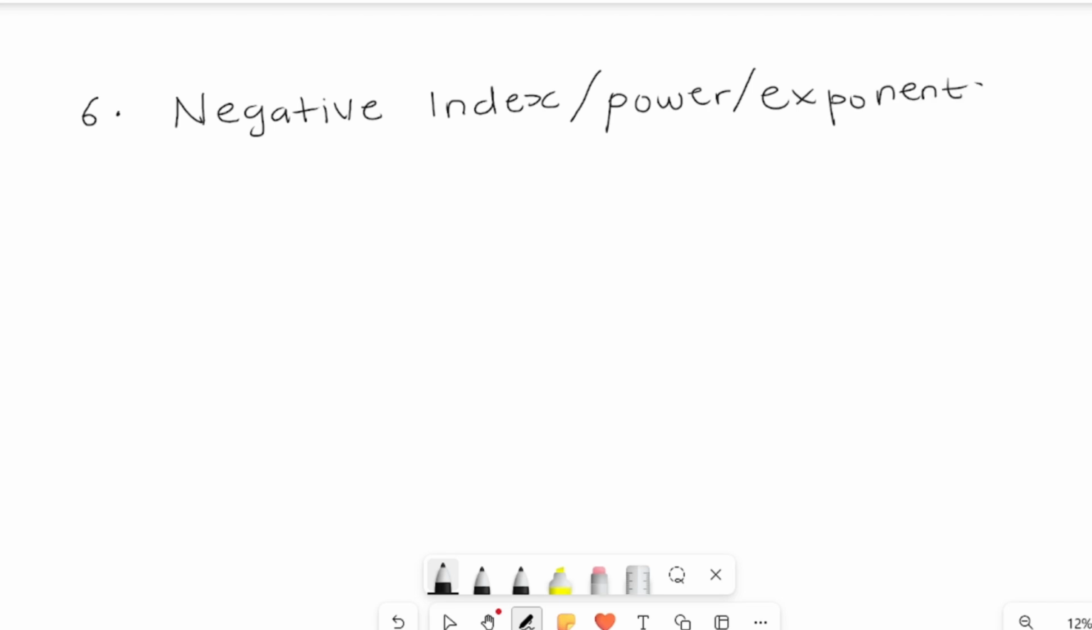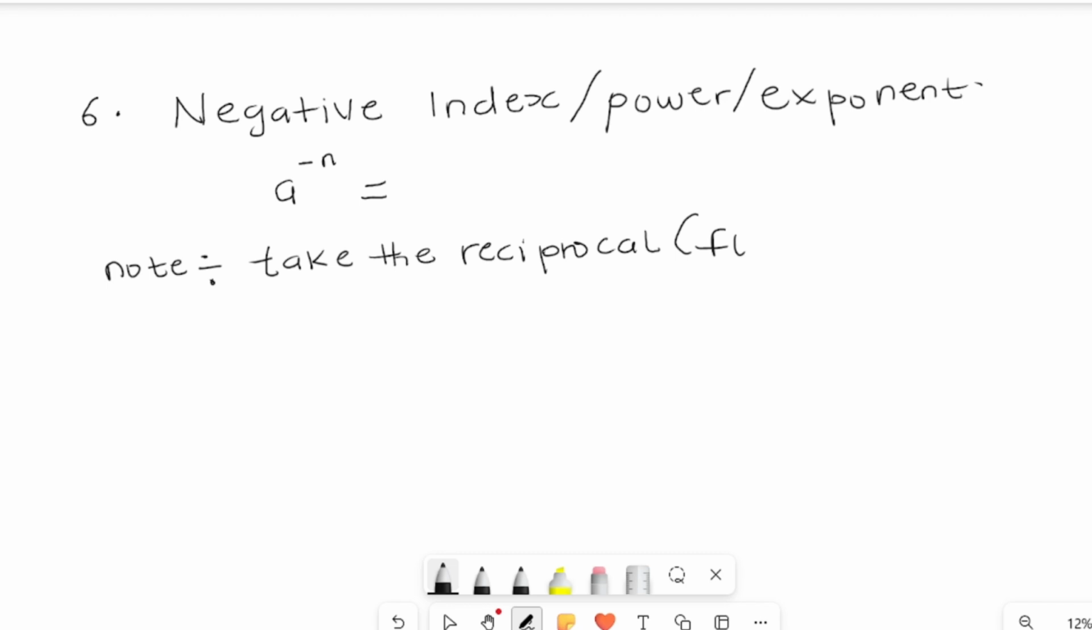So for this law, let's say we have a base a raised to power of minus n. Take note, whenever we have a negative power, we simply take the reciprocal. What does reciprocal simply mean? It means to flip the number.